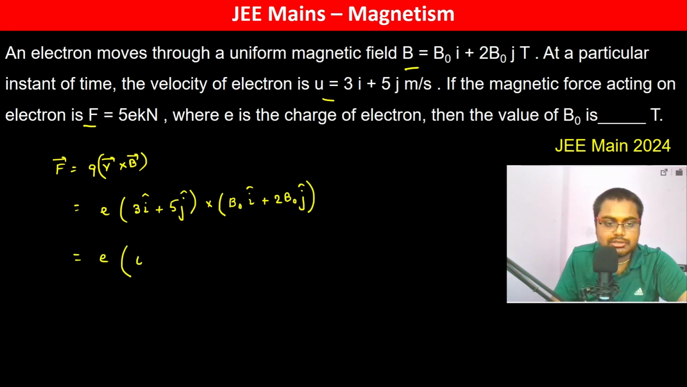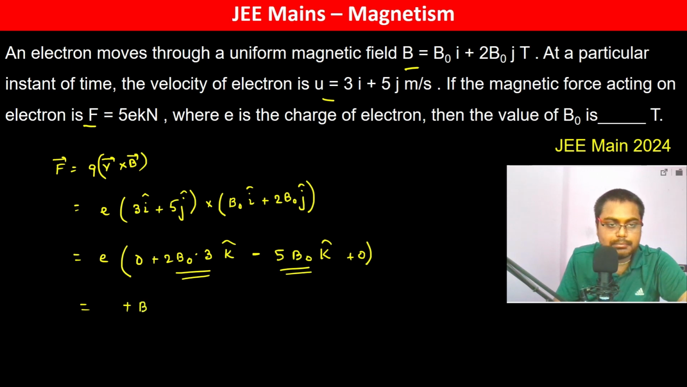I cross I is 0. I cross j is K. So plus 2 B naught into 3 K cap. J cross I is minus K. So therefore this becomes minus 5 B naught into K cap. J cross J is 0. So this is 6 B naught minus 5 B naught. So therefore this is plus B naught into K cap.